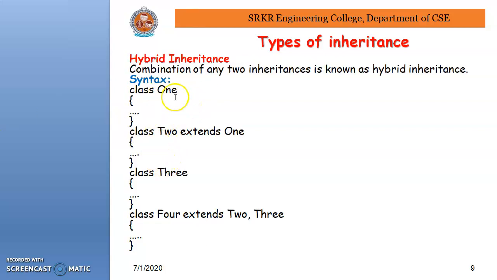And the last concept is called hybrid inheritance. This is the combination of any two inheritances, known as hybrid inheritance. In general, hybrid means it is the combination of any two inheritances. Class 1, class 2 extends 1, class 3, class 4 extends 3.